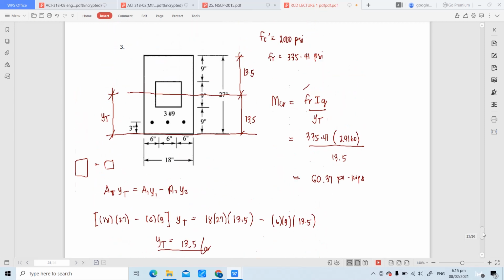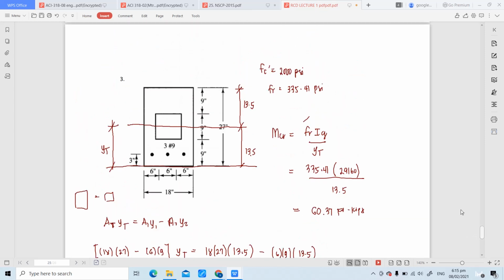So, any questions po sa sample problem na to? Okay, I suppose wala.